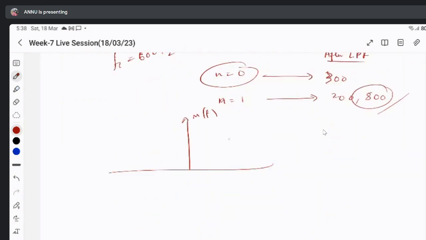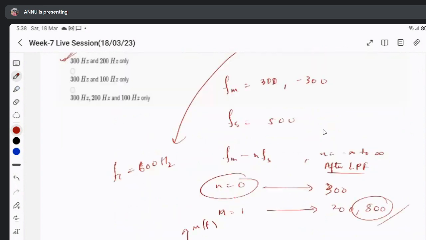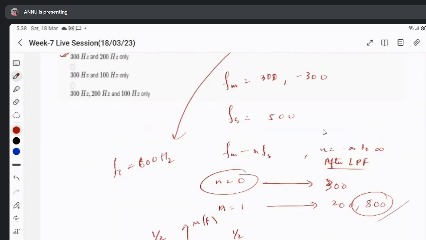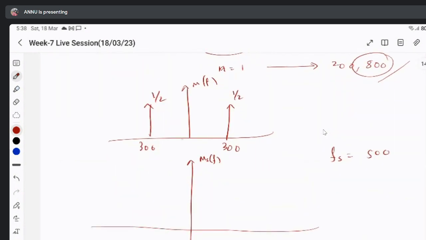MF, you have 300, 300. It is cosine, so cosine you'll have this one. Then MSF, where Fs is equal to 500. Then this frequency will go to 500, and 500 plus 300 is 600. 500 minus 300 is 200.